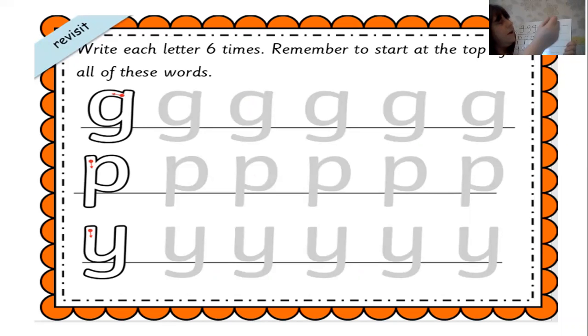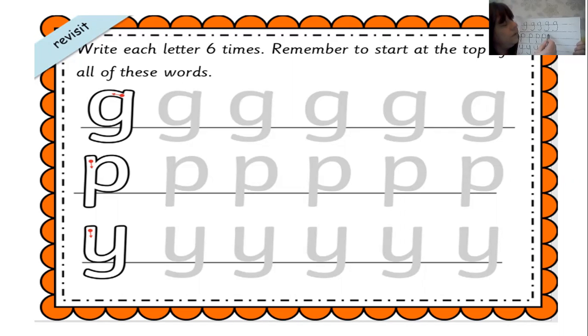So the G starts off looking like an A, all the way round, up, down, and in. Now the P, lots of people put it on the line. You only put a P on the line if it's a capital letter.